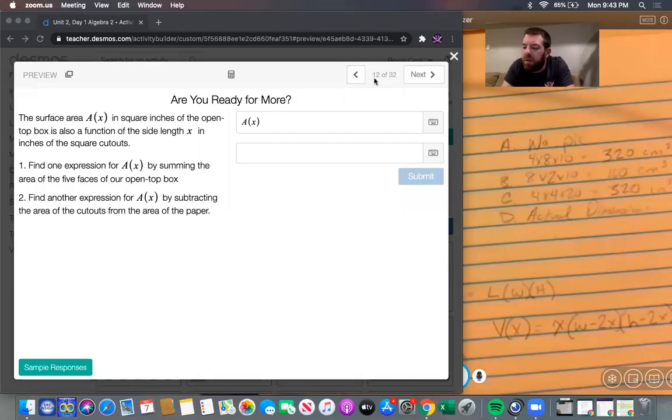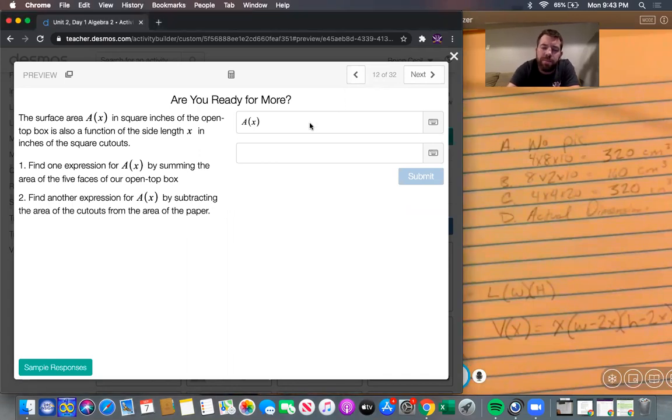Okay, now that we've done volume, let's switch it up and go to surface area. Now they're going to have to find the surface area of this using that same one. So we're going to write one expression for A of x by summing the area of all five faces. Okay, first, let's get that side out of the way.